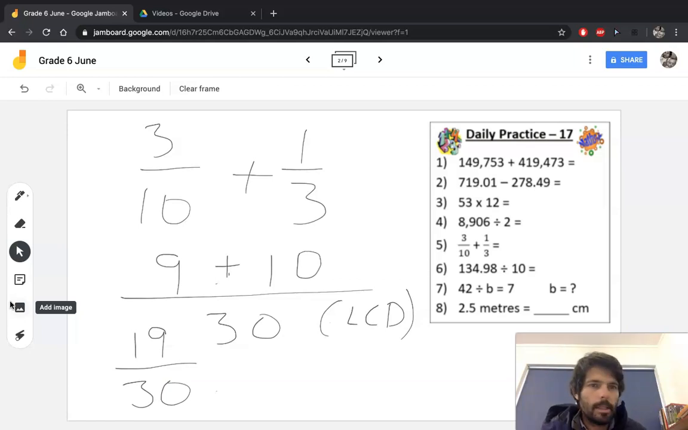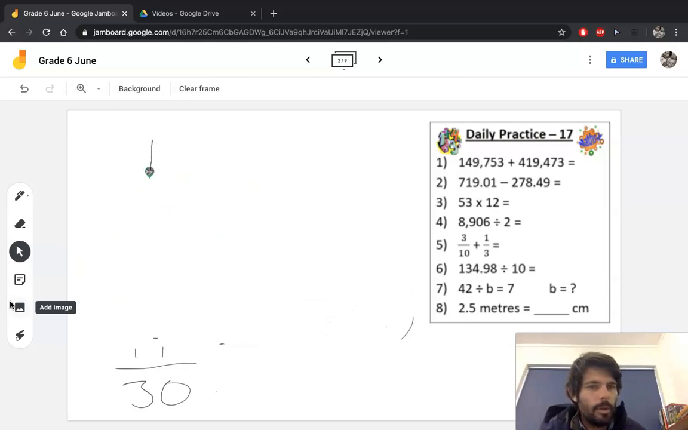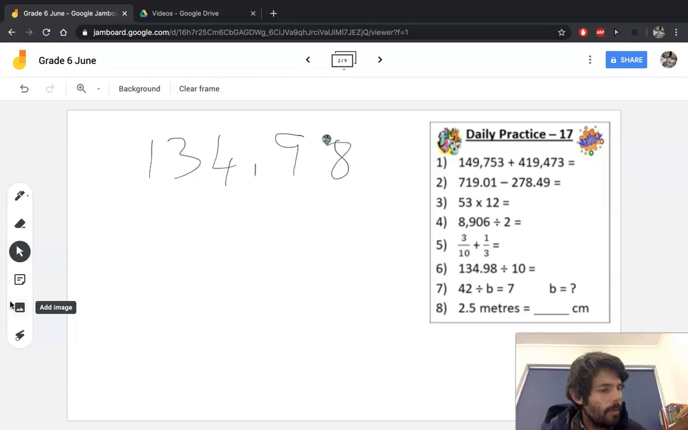Question number 6 is the division of a decimal by a multiple of 10. And in this case it is 10. And we know that when we divide by 10, our number gets one place smaller. So our answer is 13,498.